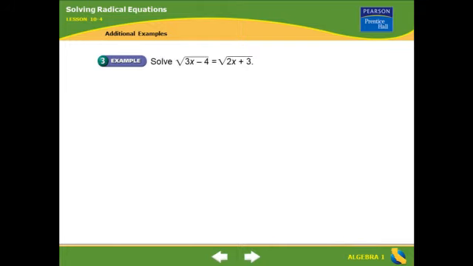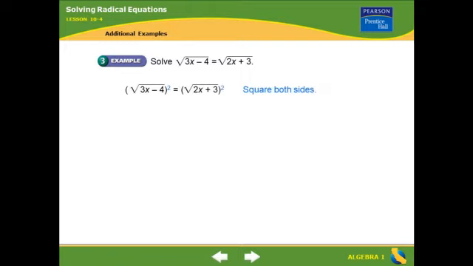Another example. Solve the square root of 3x minus 4 equals the square root of 2x plus 3. The difference of this radical equation compared to example number 1 is that both sides have a radical symbol. Since the two sides have a radical symbol, we cannot isolate it any further. It is already isolated. So what we're going to do is simply square both sides.